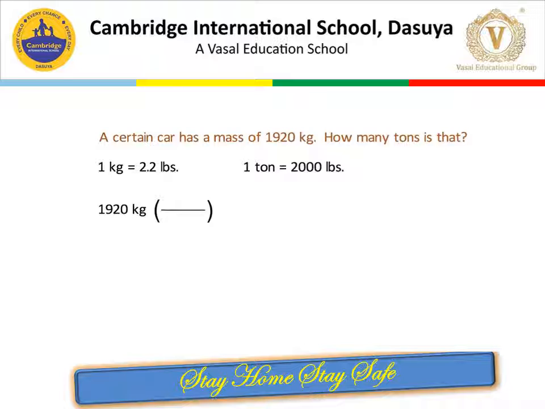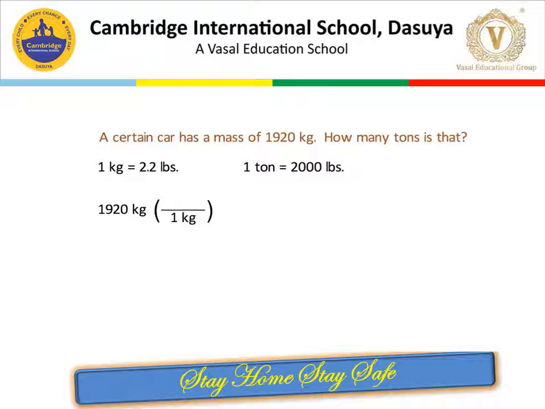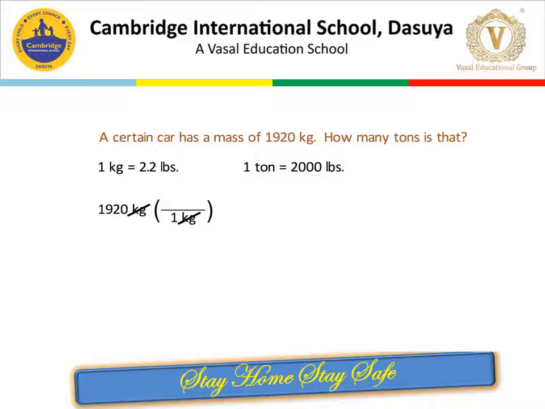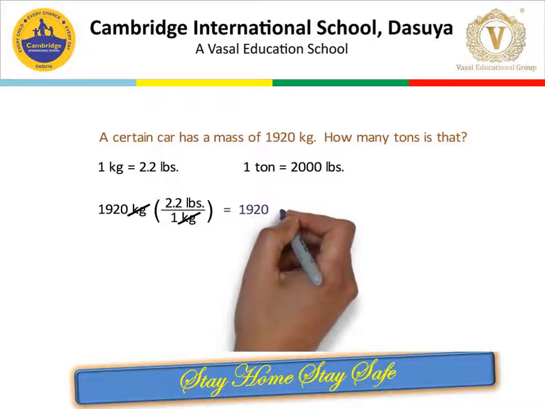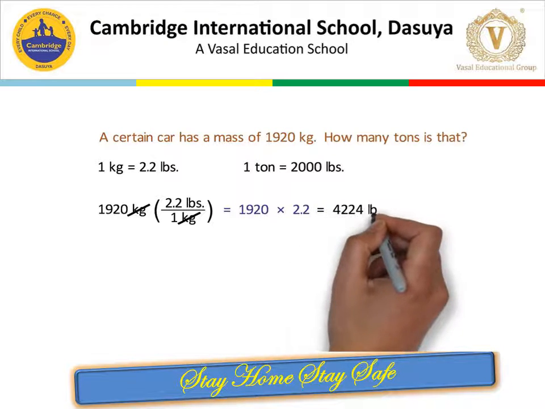But what goes on the bottom? Because we are starting with kilograms, we write 1 kilogram on the bottom of the fraction so that we can cancel out the kilograms. Next, the other half of that same conversion factor, 2.2 pounds, has to go on the top. The kilograms cancel out, leaving us with pounds as the units of our answer. When you do the math in your calculator, simply multiply 1,920 by 2.2. This time we are multiplying the numbers because the 1 of the conversion factor is on the bottom of the fraction. Our calculator tells us that the answer is 4,224 pounds.